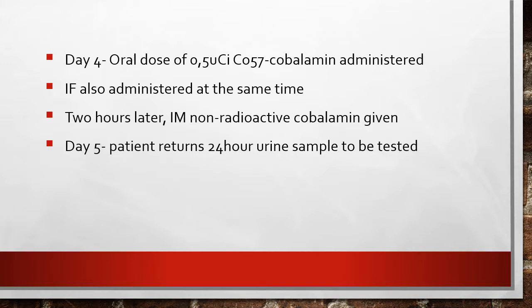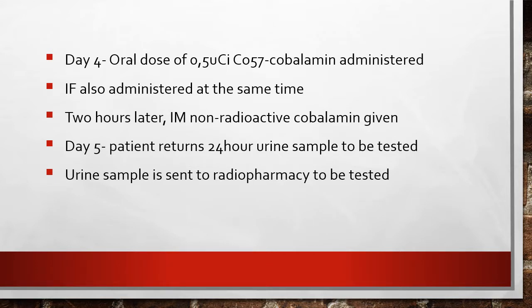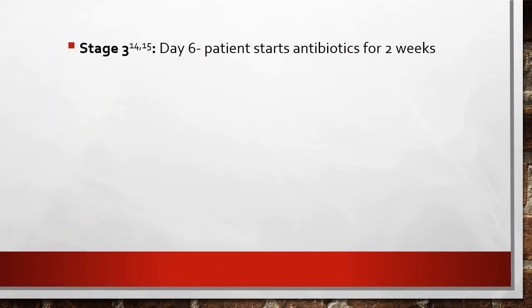On day 5, the patient returns the full 24-hour urine sample to be tested. The urine sample is sent to the radiopharmacy to be tested. If the results are abnormal, then stage 3 will commence. On day 6, stage 3 starts, where the patient will start a 2-week prescription of antibiotics. The step is done to confirm whether bacterial overgrowth is the cause for the cobalamin deficiency.